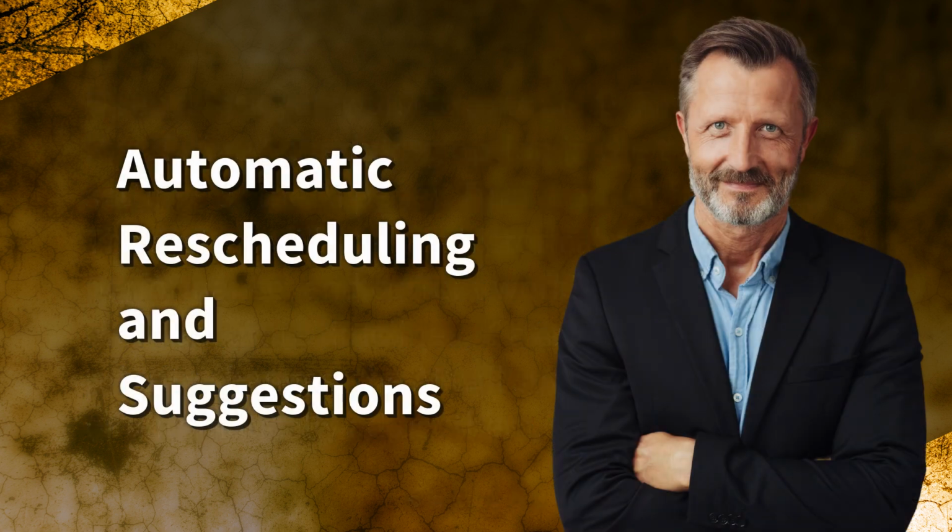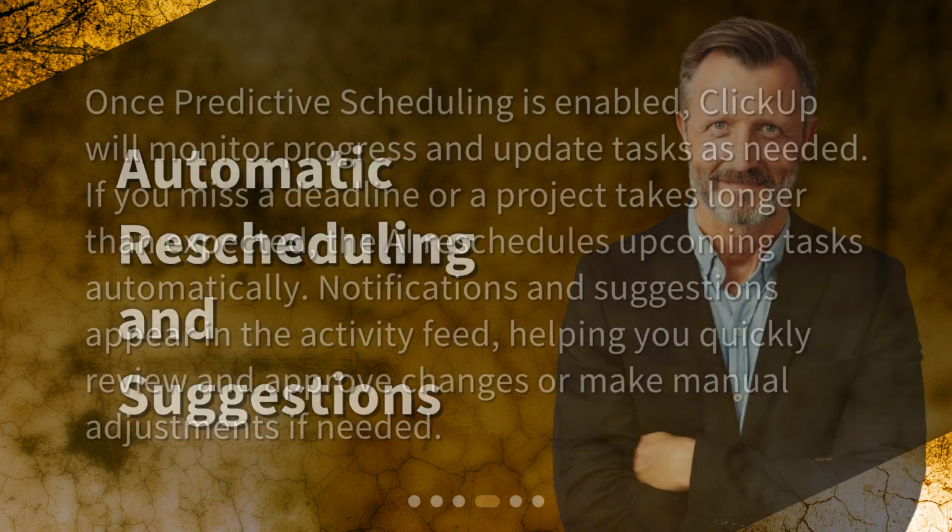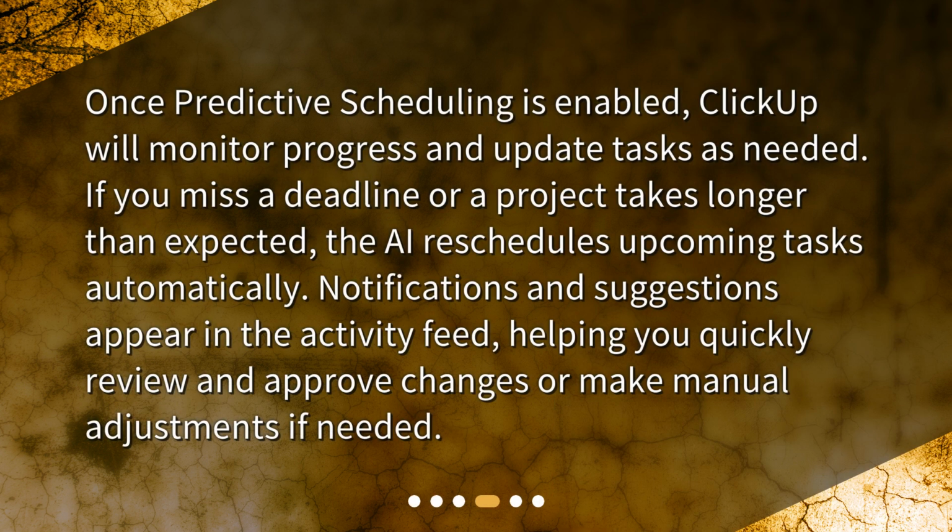Automatic rescheduling and suggestions. Once predictive scheduling is enabled, ClickUp will monitor progress and update tasks as needed. If you miss a deadline or a project takes longer than expected, the AI reschedules upcoming tasks automatically. Notifications and suggestions appear in the activity feed, helping you quickly review and approve changes or make manual adjustments if needed.